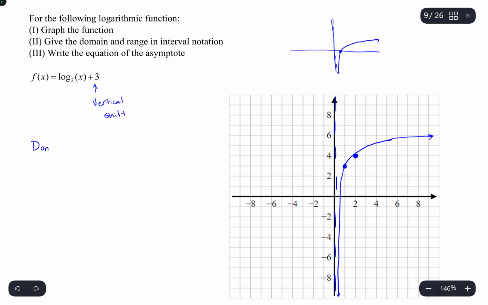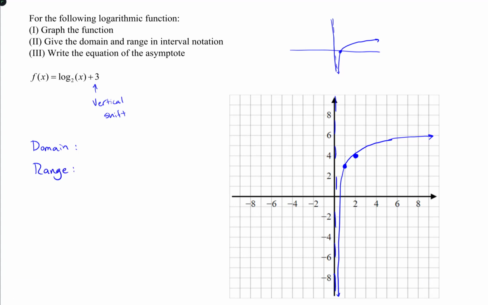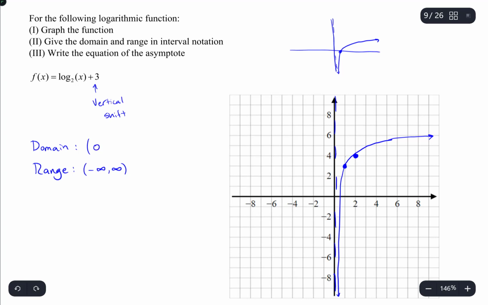The domain and range, now that we have the graph, are fairly easy to identify. If you'd like to simply memorize a couple of things, one thing you could memorize is that the range of any logarithmic graph is negative infinity to positive infinity, and you don't really need the graph to see that. The domain, however, is restricted. It's restricted from the asymptote, so in this case from 0, but not including 0 because we never actually reach that asymptote, and then going to positive infinity because it's defined on the right side of that asymptote.